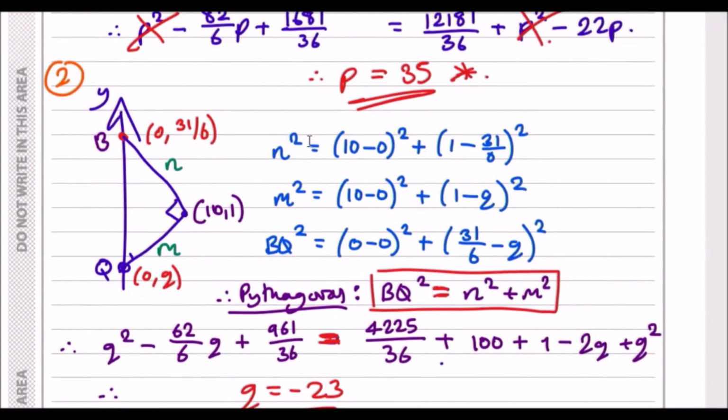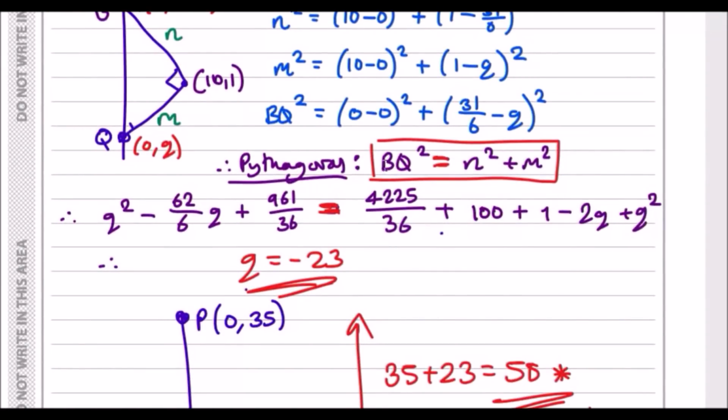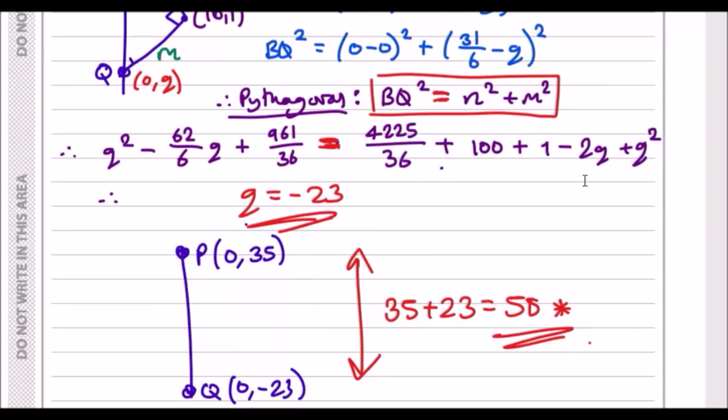Find an expression for N squared, so using the distance formula for every single line. So M squared equals the distance between 10, 1 and 0Q, which looks like this. Subtract the x coordinate squared plus subtract the y coordinate squared, and do it for each one. Eventually substitute all of these in like I did for the top one. Replace BQ squared with whatever you got here, M squared with whatever you got there, and N squared with whatever you got on the first line. And then solve this for q, and voila, you get minus 23.